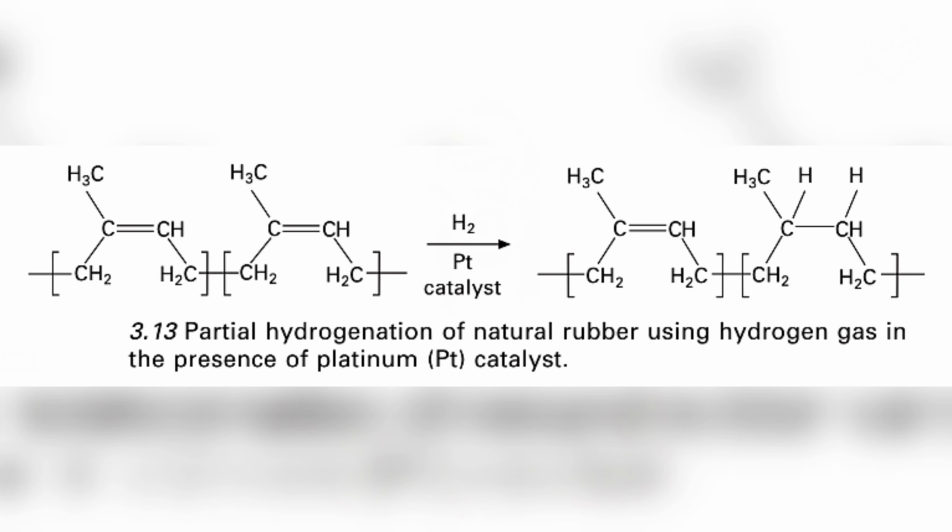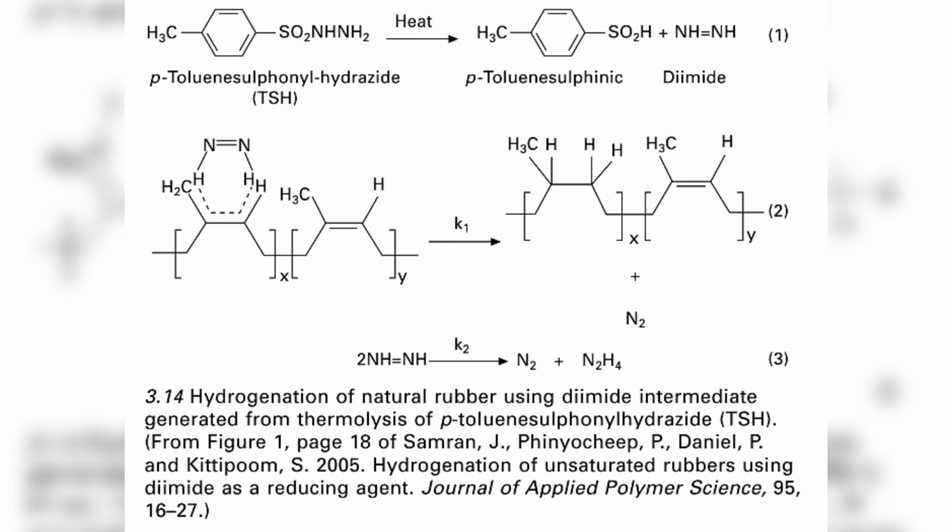Hydrogenation of NR involves the addition of hydrogen atoms to the carbon-carbon double bonds, converting them into single bonds. This process reduces the unsaturation of NR, enhancing its thermostability and making it more resistant to oxidative degradation. Hydrogenated NR is particularly valuable in applications where high heat resistance is required, such as automotive parts like belts and hoses, as well as in industrial machinery components.